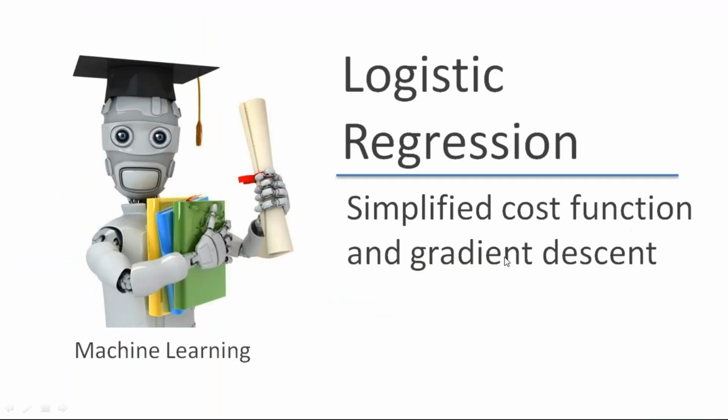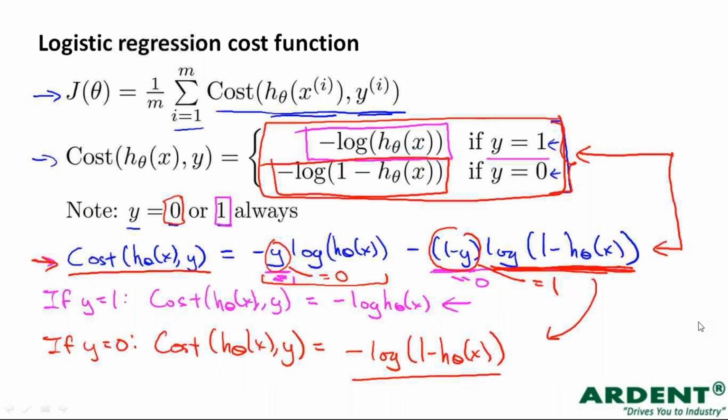Logistic regression, simplified cost function, and gradient descent. This is the logistic regression cost function. The first one was actually for linear regression, and the second one is what it is for logistic regression. Note y is 0 or 1 always. Always y is 0 or y is 1.